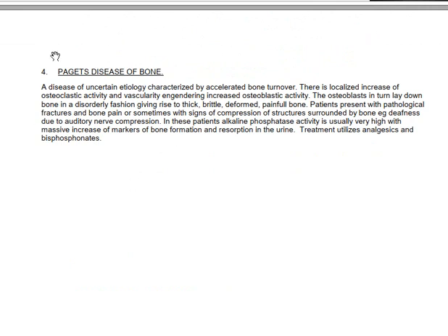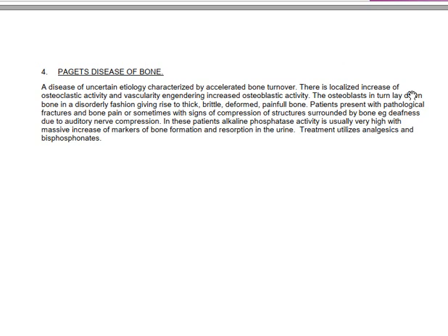The next bone mineral disease is going to be Paget disease of the bone. It's a disease of uncertain etiology that is going to be characterized by accelerated bone turnover. So you have increased bone turnover. There is bone destruction and bone formation at the same time. Is it clear? There is an uncontrollable bone destruction and bone formation at the same time. So that is why it's accelerated bone turnover.